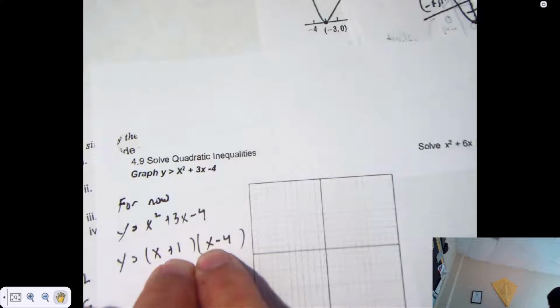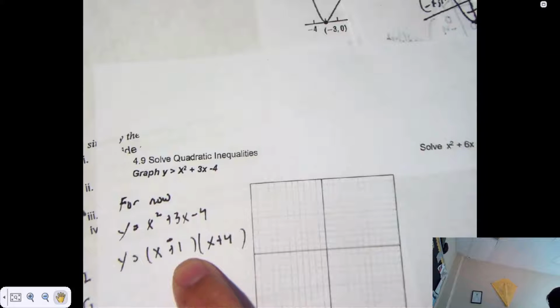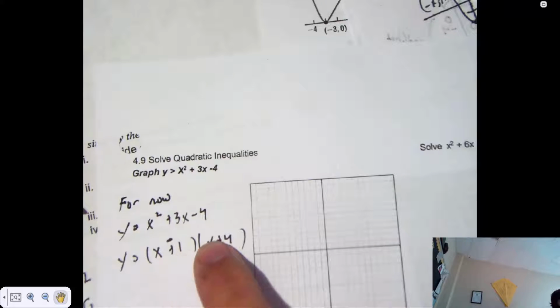Plus 1, x minus 4. That creates a negative 4x. That creates an out. You need minus plus, don't you? So you can guess and check, kids. So it factors as x minus 1 times x plus 4.